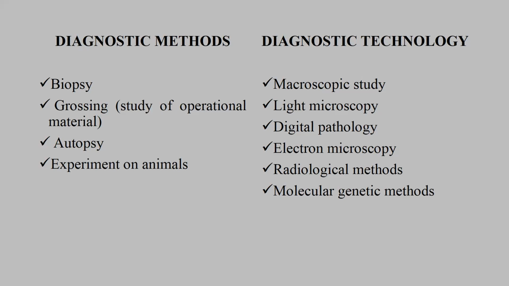Nowadays it's mainly experiments on animals. It's used in the scientific branch of pathology. But some toxins, bacterial toxins, and some artificial or industrial toxins are tested on animals. Mainly these methods were used in the 20th century, but now we use animal experiments mainly in science.